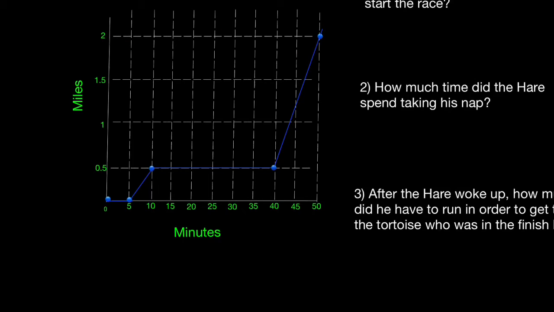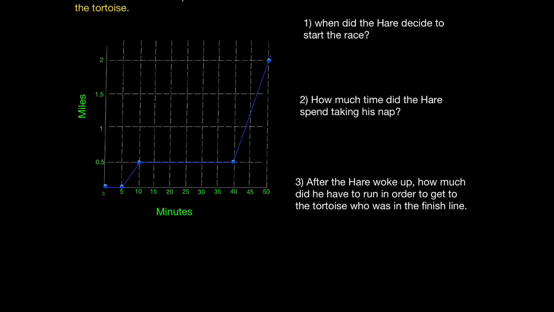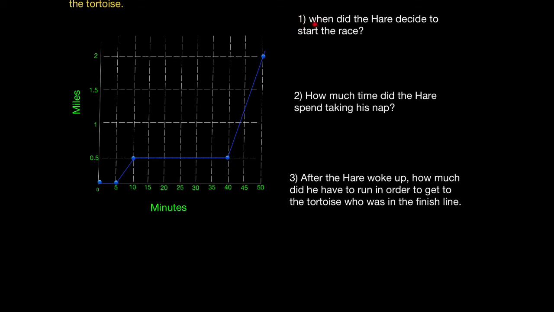Well, now that we made some sense out of this, let's begin to answer questions. So let's begin with part 1. When did the hare decide to start the race? Now we know that the hare gave the tortoise a head start, so he was sitting down for a bit, and by the look of the graph, we can see that the hare began his race after 5 minutes. After 5 minutes, he decided that it was time to begin jogging. So here we can say after 5 minutes.